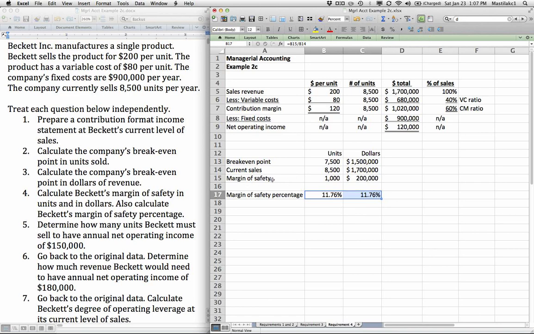So margin of safety in units, margin of safety in dollars, and margin of safety percentage, which is the same for both of those. So that's a pretty straightforward concept.